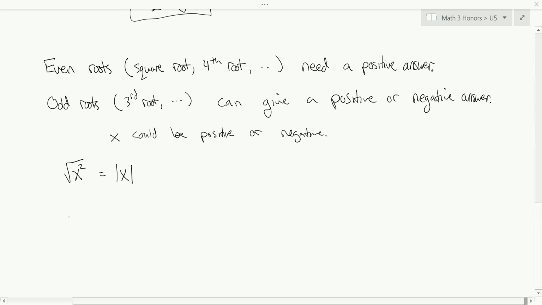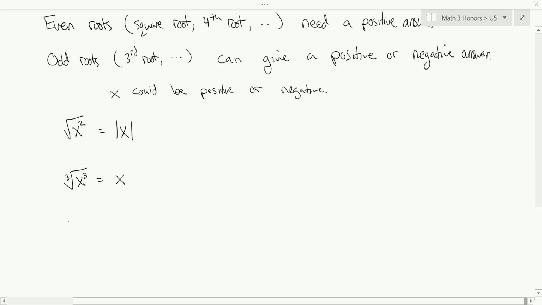What if we had the cube root of x to the third? Do I need an absolute value around that? No, because it's an odd root, and odd roots can give positive or negative answers, and so we don't need to put the absolute value around that in that case. Okay. Let's see. We're going to compare three things. So the square root of x to the fourth, the cube root of x to the fourth, and the fourth root of x to the fourth.